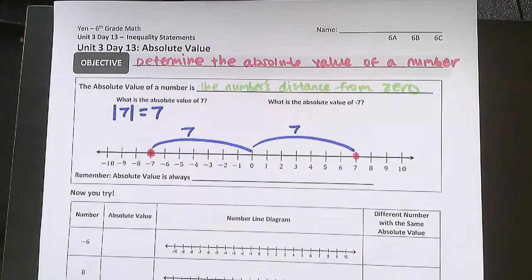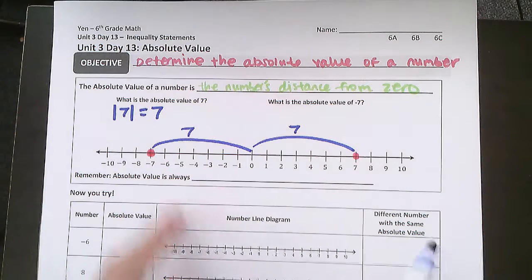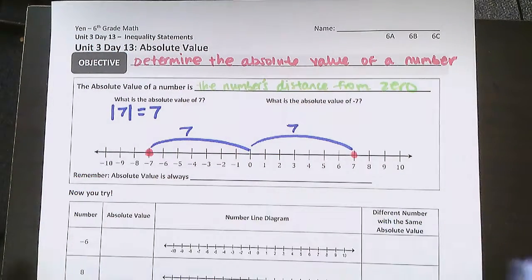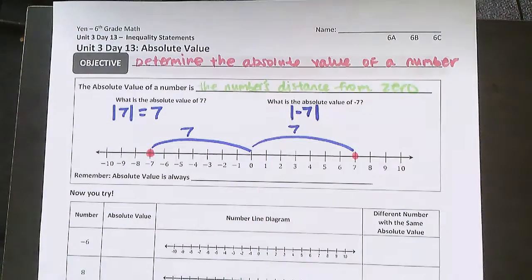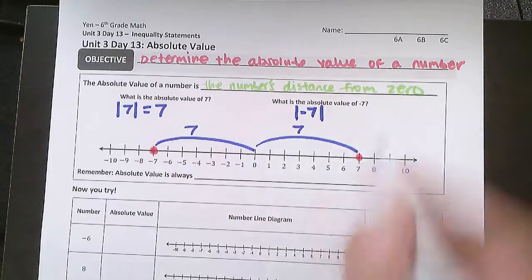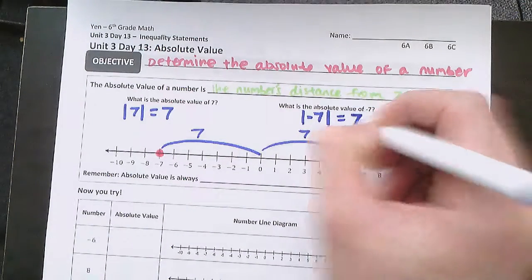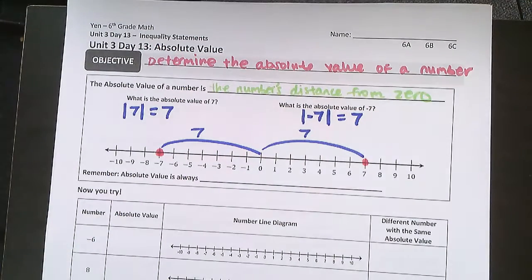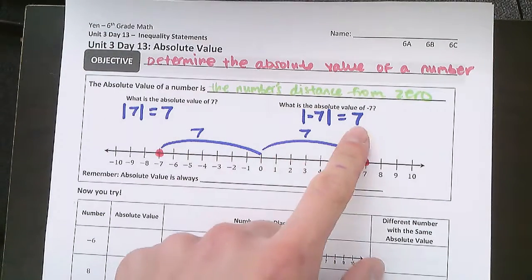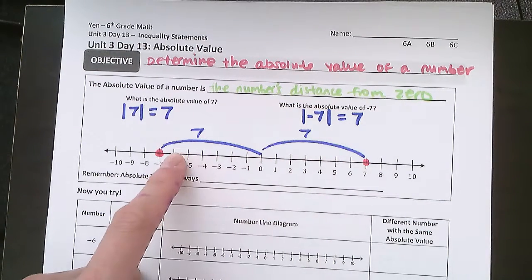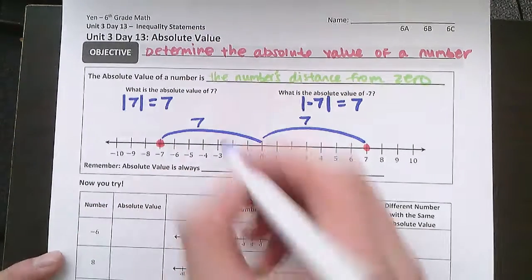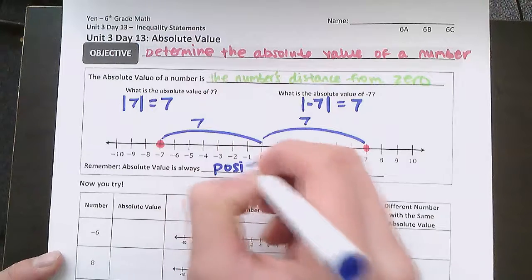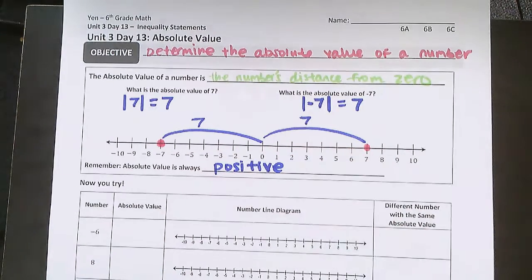Remember, distance is always positive. You can never have negative distance. So this is 7 away from 0. So that would mean that the absolute value of negative 7, that's how we would write that in math, is equal to 7. So the absolute value of negative 7 is also 7 because that is the distance from 0. So what we can also say is that the absolute value is always positive. It's kind of like finding the positive version of a number.